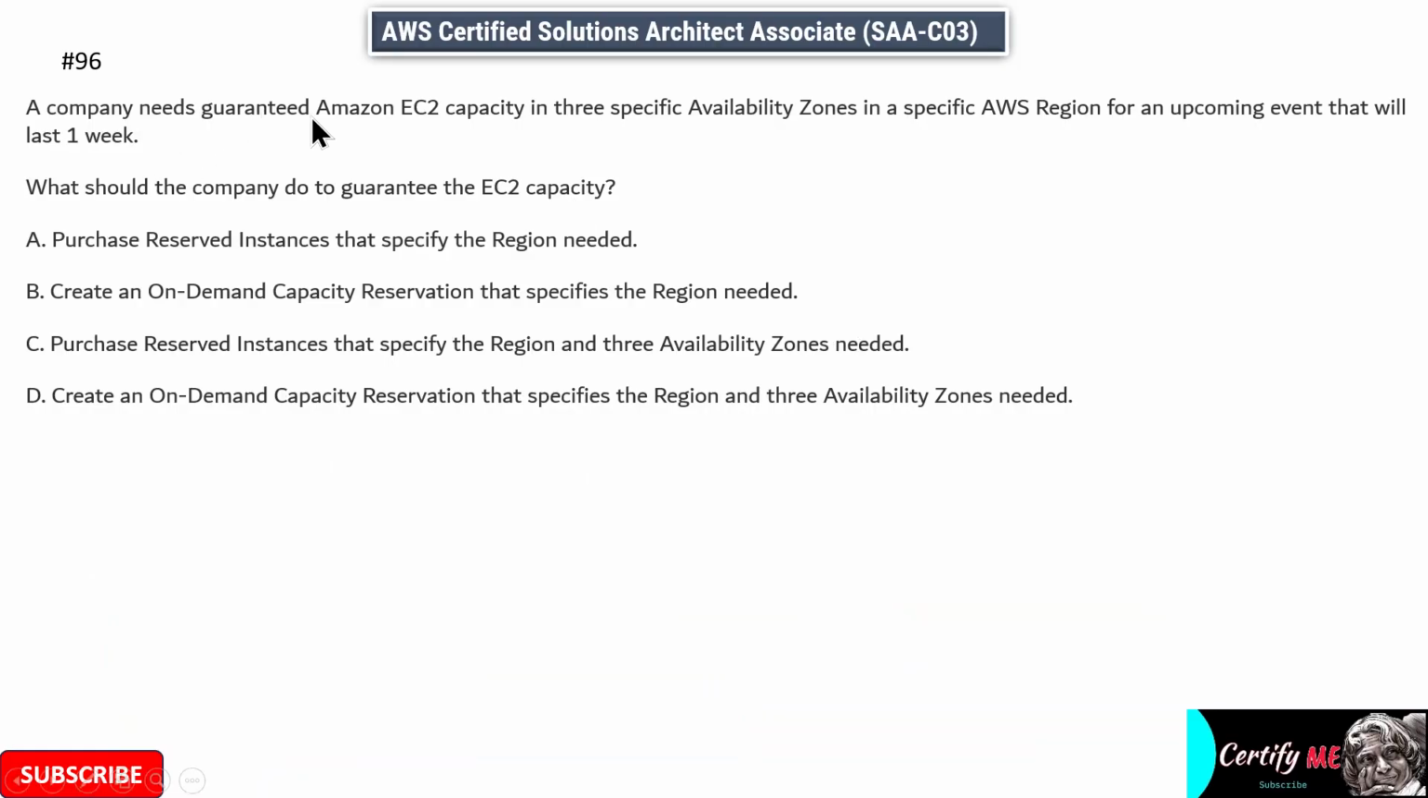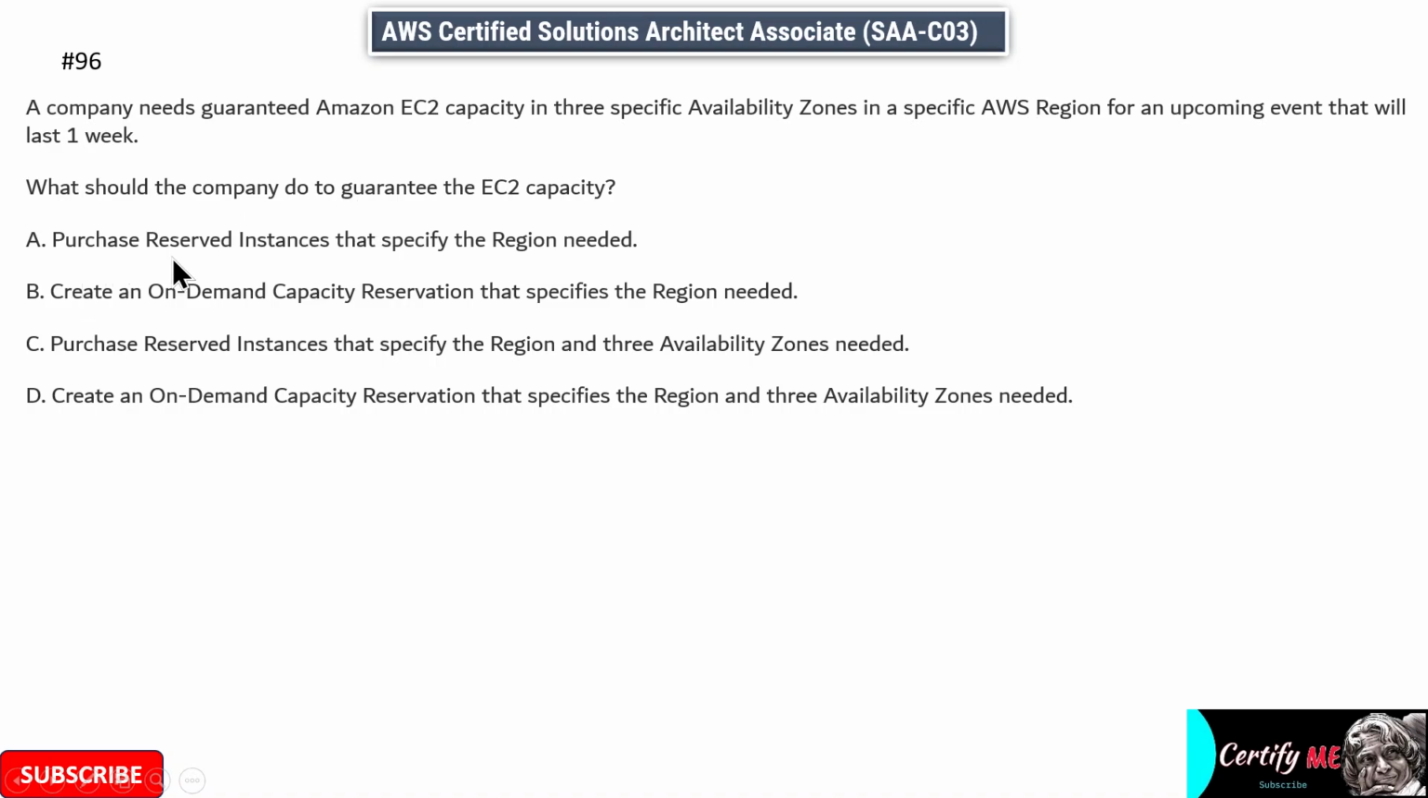A company needs guaranteed Amazon EC2 capacity in three specific Availability Zones in a specific AWS Region for an upcoming event that will last 1 week. What should the company do to guarantee the EC2 capacity?